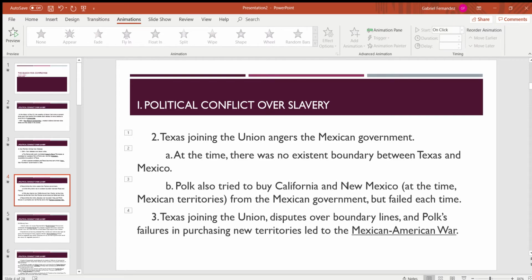But this is just going to be one part of a series of a bigger problem. Texas joining the Union, disputes over those boundary lines between Texas and Mexico, and Polk's failures in purchasing new territories are going to lead to the infamous Mexican-American War. Now you might be wondering, Texas, part of Mexico, and New Mexico and California, we now call them states in the United States.